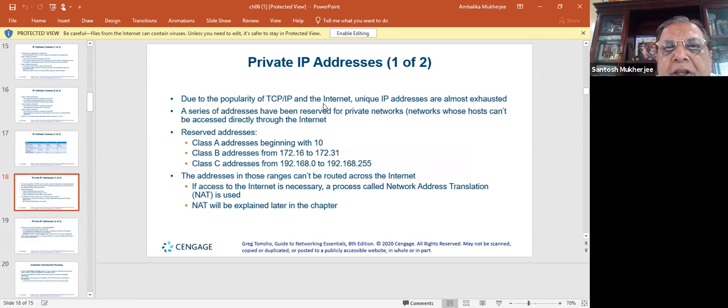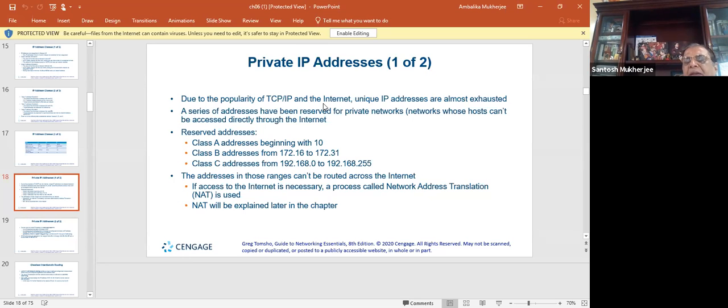Due to the popularity of TCP/IP on the internet, the unique IP addresses are almost exhausted. A series of addresses have been reserved for private networks. Try to understand: what is an address given to? An address is given to a particular location, like in the case of your house, an address is given to your house. But if there is no space, how can you give an address? You cannot build any new house. Same thing here.